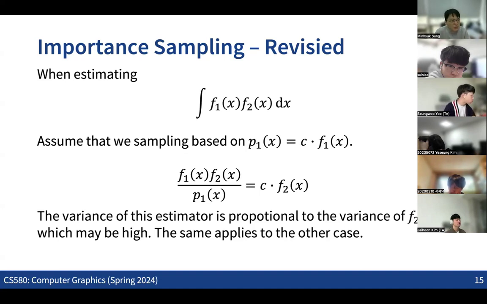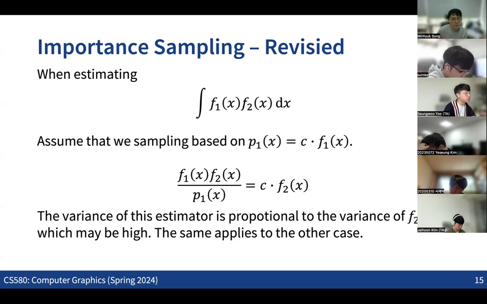So actually, choosing the sampling distribution that follows one of the functions may not be the best strategy for most cases. This is really a practical issue that we can see in many rendering processes.